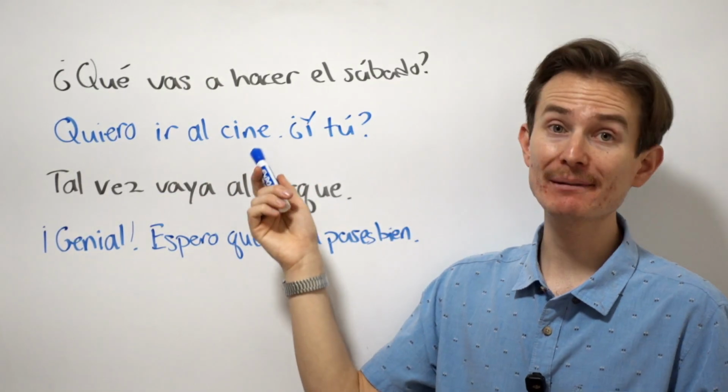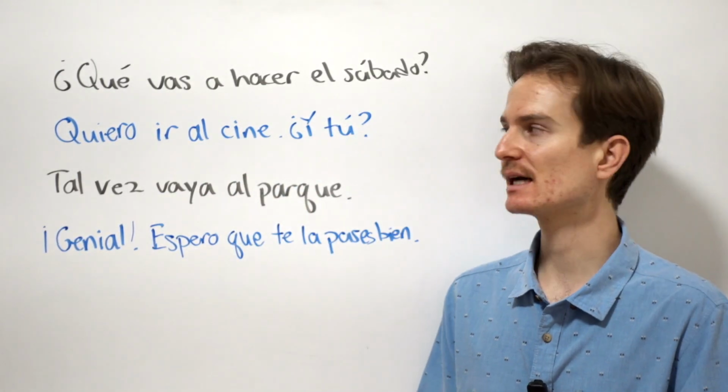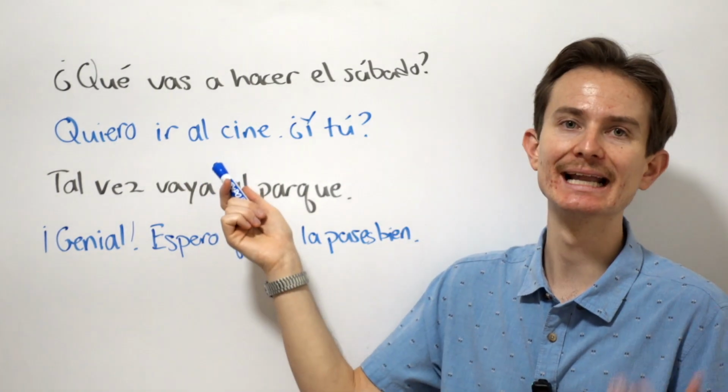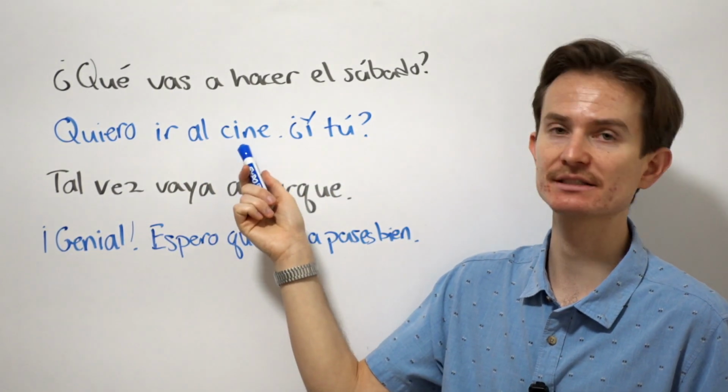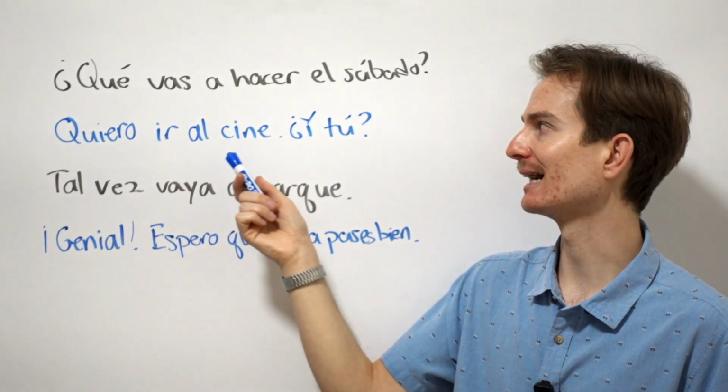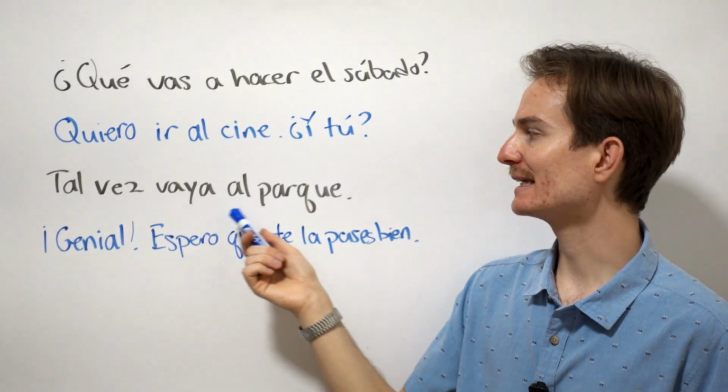Quiero ir al cine. ¿Y tú? Now, when it comes to a feminine word like la fiesta, I would just say quiero ir a la fiesta. Whereas with masculine singular, it'll be al. Quiero ir al cine. Tal vez vaya al parque.